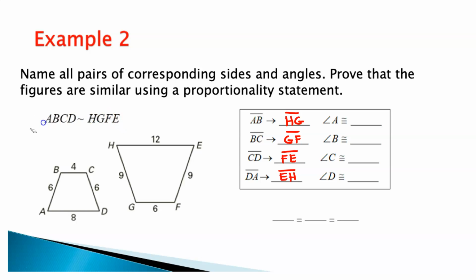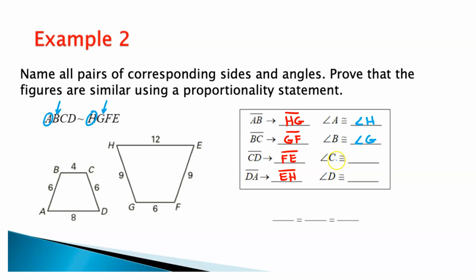Now let's go through and match up all of our angles. And it's pretty straightforward here. A, the first letter, matches up to H. So angle A is congruent to angle H. Let's continue to play this matching game. Angle B, second letter in the second part here is G. So angle B is congruent to angle G.